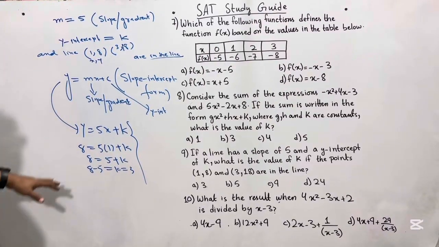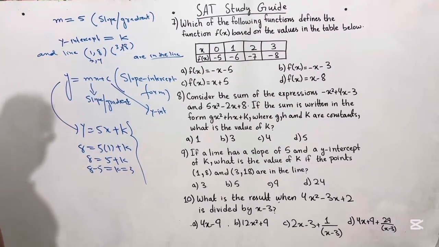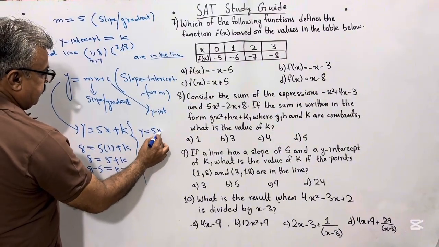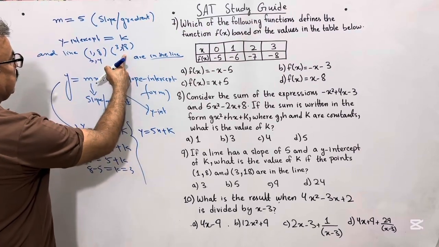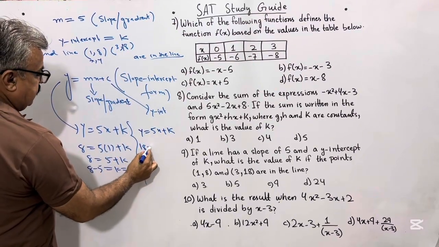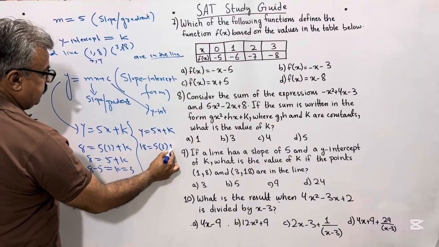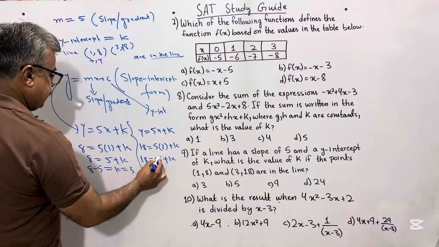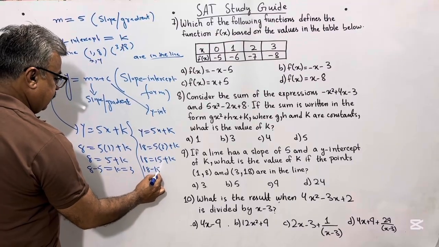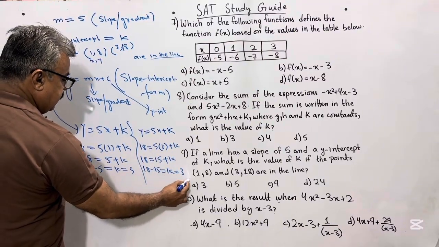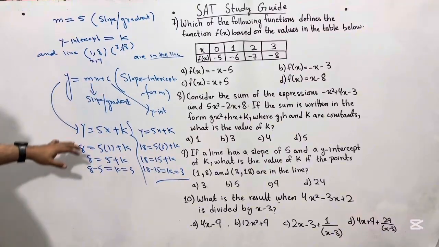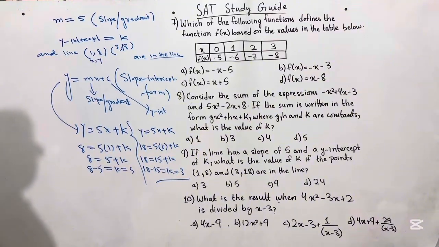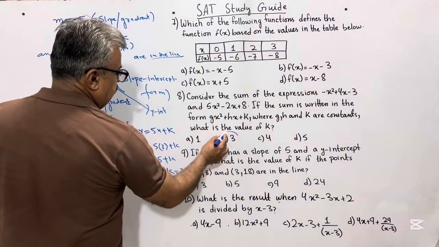The sky is not going to fall. The other point will also give you the same result for k. y is equal to 5 times x plus k. In that case, y is 18, x is 3. 18 is equal to 5 times 3 plus k, so 18 is equal to 15 plus k. 18 minus 15 is equal to k. So we have the same value, k is equal to 3, with either point, 1, 8 or 3, 18. In that case, our option is 3.